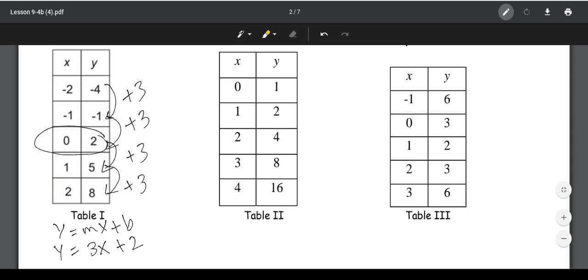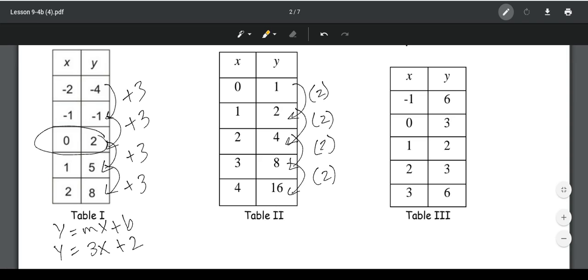Looking at the second table, I can see that going from one y value to the next, I am multiplying by 2. And we know that when you multiply to go from one y value to the next, or when you divide, that means you have an exponential function.